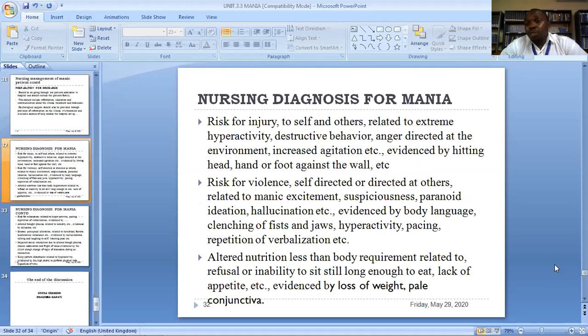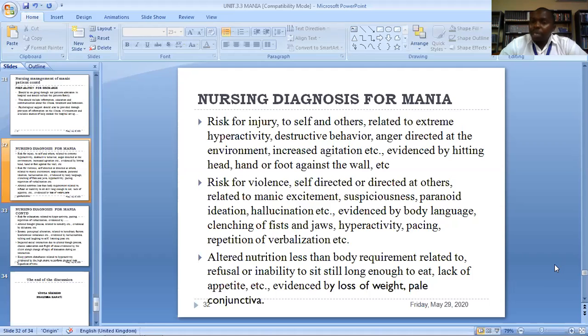Now, for those who would wish to use the nursing care plan, where you have the problem identified, the nursing diagnosis, the goal or the aim, implementation, and evaluation, here are some of the nursing care problems that can be identified in a patient with mania. Some of them are actual problems. Some of them are potential problems. I hope by now you know the difference between actual problems and potential problems.